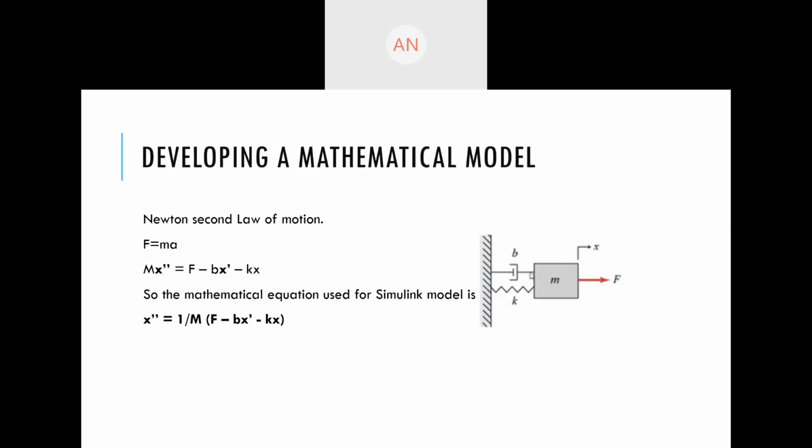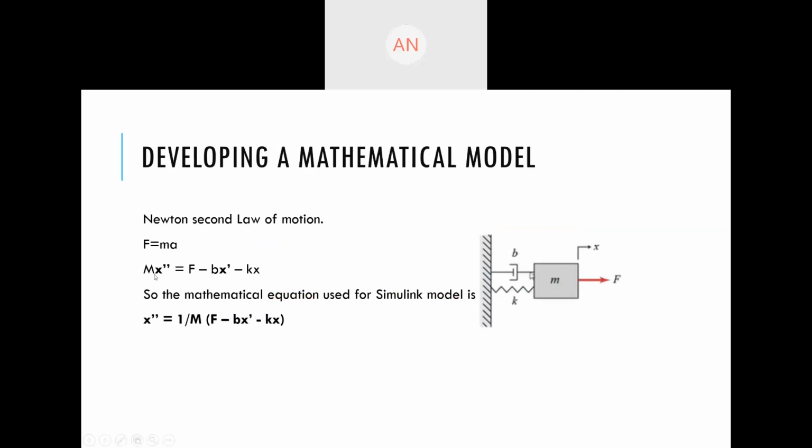Everybody knows Newton's second law of motion, which is F equals m into a. F stands for force, m stands for mass, and a stands for acceleration. I'll take this example, where m is for mass, K is for spring constant, B is for damper constant, F is for force, and X is for the position in which direction it's moving. If we apply force F over a mass, it will start moving to and fro.